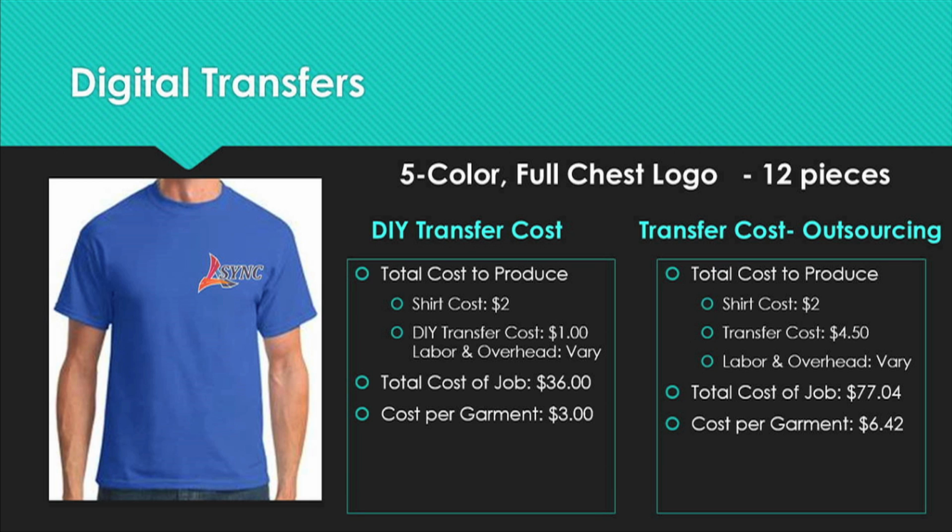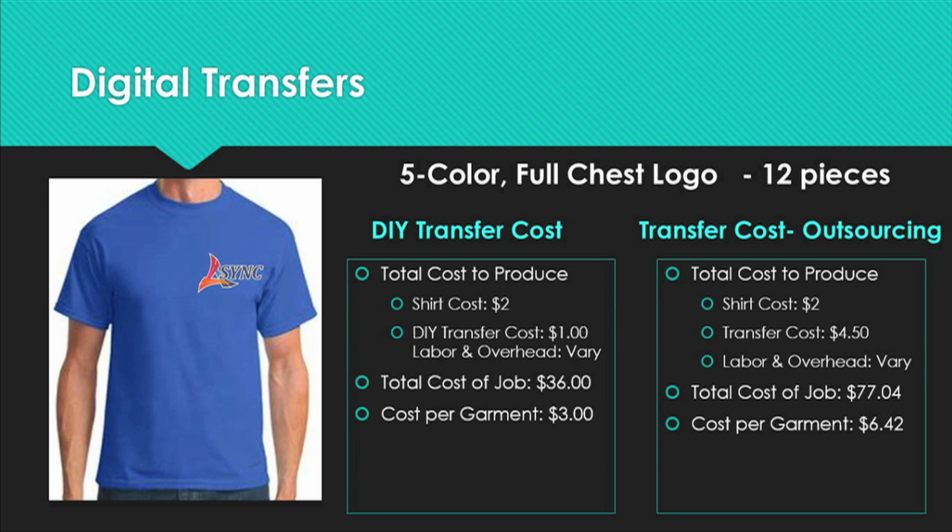To compare a full logo versus a left chest graphic, this would be a full chest logo. So if this design was 10 inches by 5 inches across the full center of the shirt, and we'd be looking to do it ourselves, we'd be looking at about $1 in our transfer costs, and that includes the materials and the inks and everything included in that standard cost, which would get us at about $3 per garment with the cost of my shirt. Of course, maybe more like $3.50 with your labor and overhead once you add that in for your business.